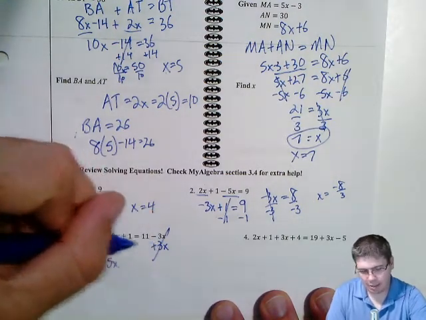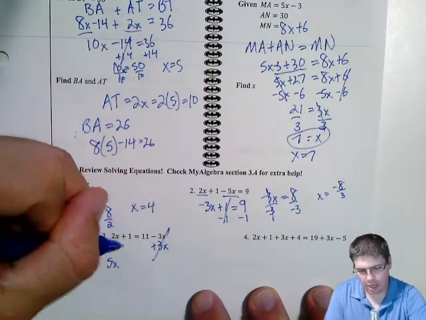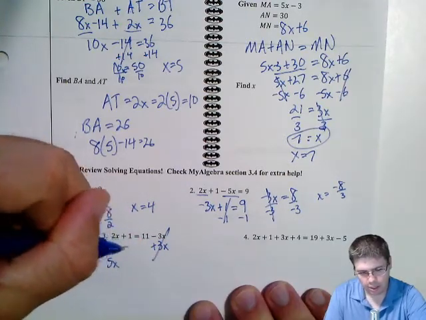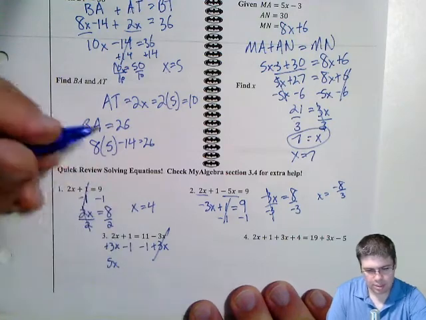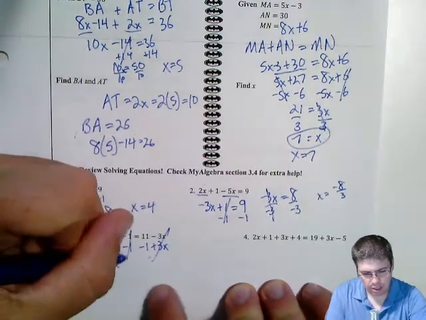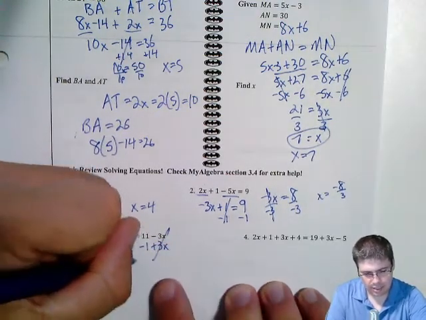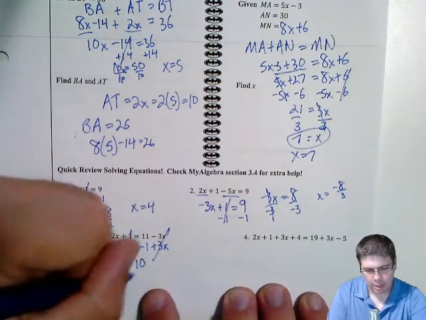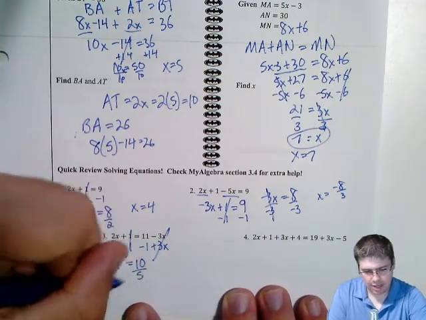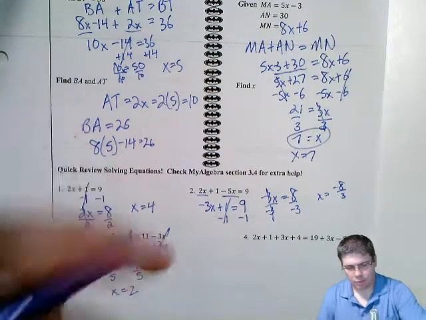At the same time, I like to do this when they're set up like this. I'm going to go ahead, and I know I want to get that 1 away. I'm going to subtract 1 from both sides. So that's going to be gone, and we're going to be left with 5x is 10. And then at this point, I can divide both sides by 5, and x is 2.